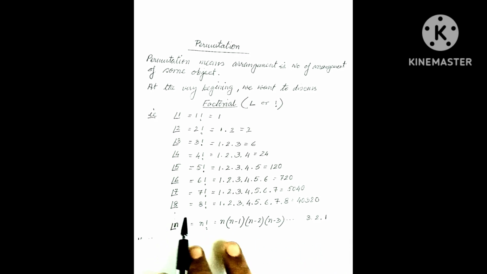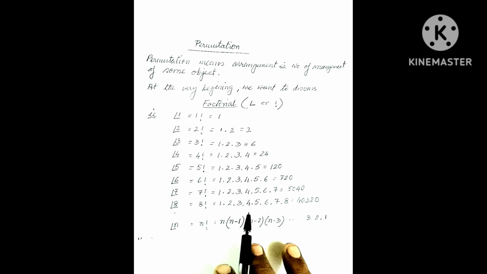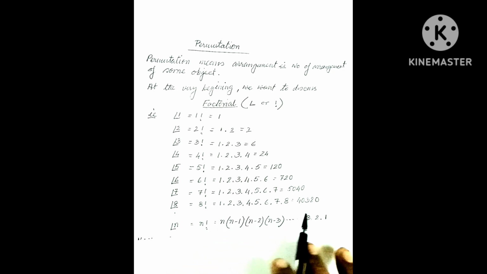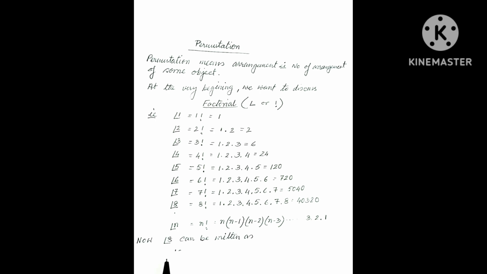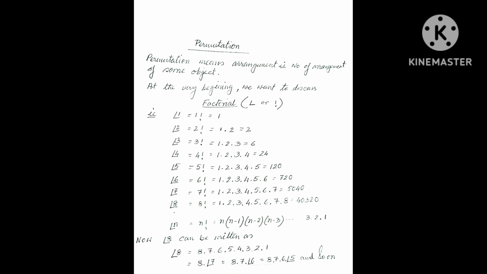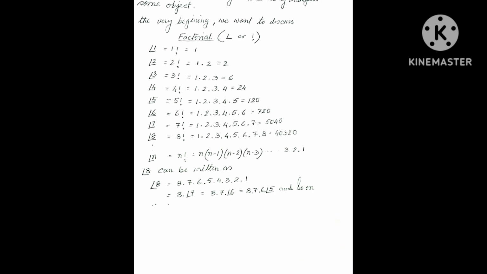Similarly, we can write factorial 8 is equal to 8 into 7 into 6 into 5 into 4 into 3 into 2 into 1 is equal to 40,320. So, factorial 8 can be written as 8 into 7 into 6 into 5 into 4 into 3 into 2 into 1. So, factorial 8 can also be written as 8 into factorial 7. It is also written as 8 into 7 into factorial 6, 8 into 7 into 6 into factorial 5 and so on.